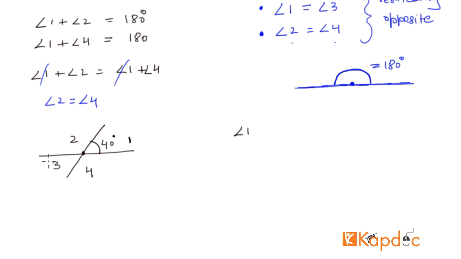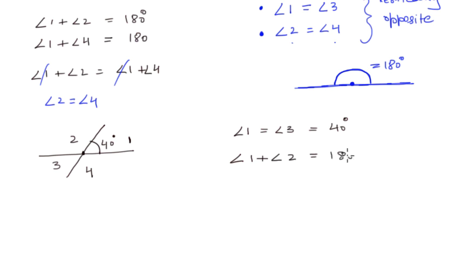Now, since we know that these are two intersecting lines, I can easily say 1 is equal to 3, right? Because of vertically opposite angles. That means they both are equal to 40 degrees. And at the same time, I can also state angle 1 plus angle 2 makes 180 degrees. All I do is simply substitute this 40 here. That simply means angle 2 is equal to 140 degrees, which is equal to angle 4. So the moment you know one angle in two intersecting lines, you can figure out all other angles.